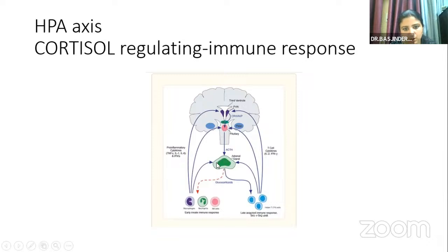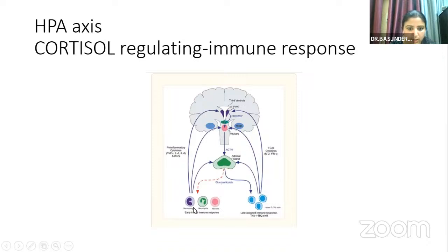It stimulates the adrenal gland, which releases the glucocorticoid. On the periphery, when it acts on the immune system, pro-inflammatory cytokines act on all three levels, and they further enhance the steroid levels. This is the early innate immune response, and this is the late acquired immune response. Both these responses stimulate these three levels and stimulate steroids further.